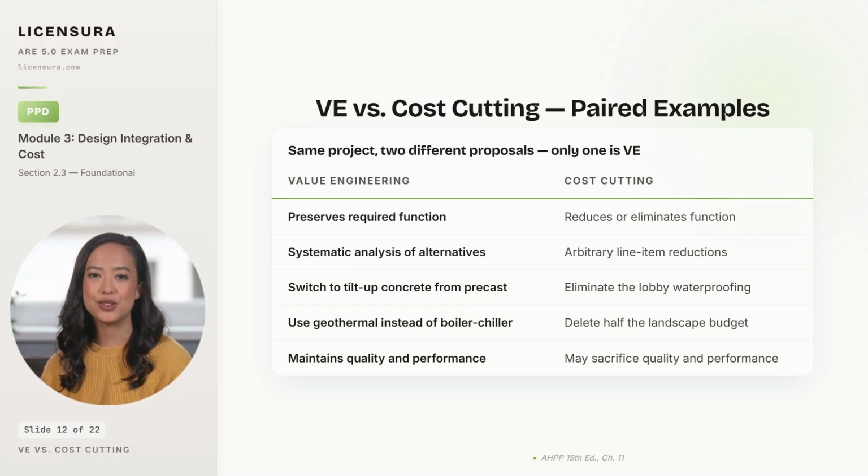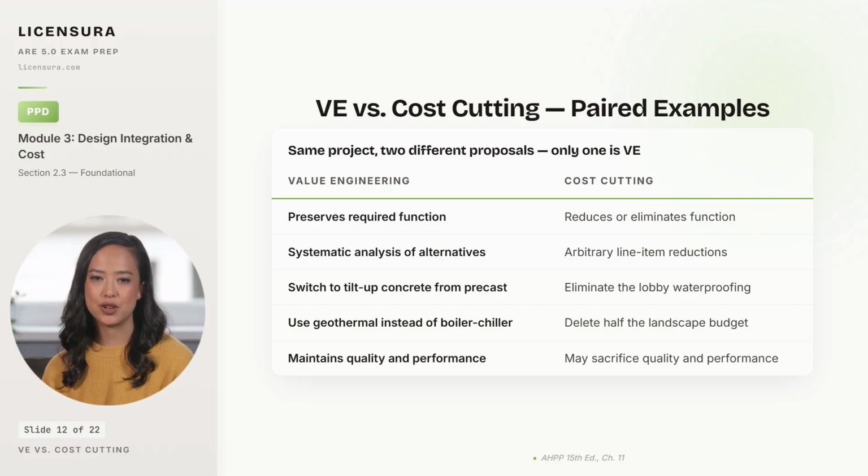5 paired examples that the exam tests directly. Real VE preserves required function. Cost-cutting reduces or eliminates function, and that is the single sharpest dividing line. Real VE uses systematic analysis of alternatives with a documented job plan. Cost-cutting picks line items at random because they look expensive on a spreadsheet.